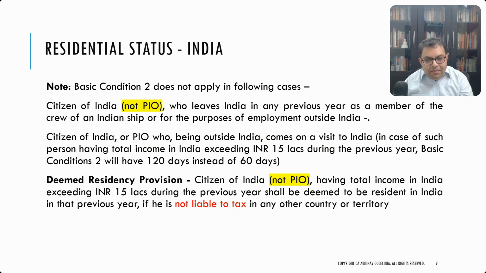To plug that gap, the deemed residency provision has been instituted: if you are a citizen of India, not a PIO, right? If you are a PIO, if you're a US citizen, a PIO, then this will not apply to you. If you are an Indian citizen, and your total income in India exceeds 15 lakhs for the previous year, you will be deemed a resident in the country if you are not liable to tax in any foreign country. Now, the important phrase is not liable to tax.